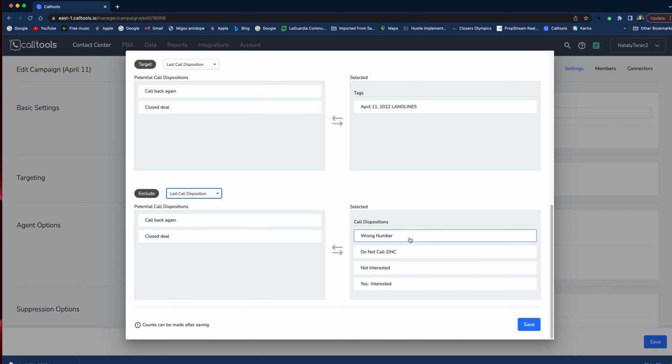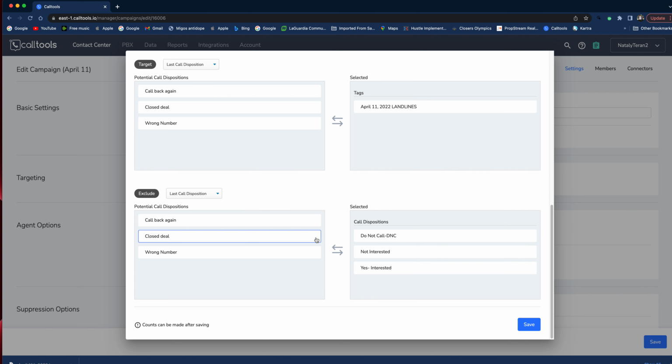So, what you don't want in the campaign are these obvious dispositions. Any person that you've marked as wrong number, well, you can take out wrong number. You don't need that one there because we already have a sales funnel for it. We already have something for that. So the only one that you would need here is the do not call, the DNC, or the not interested, and then the yes. These are people that you don't want to call again.